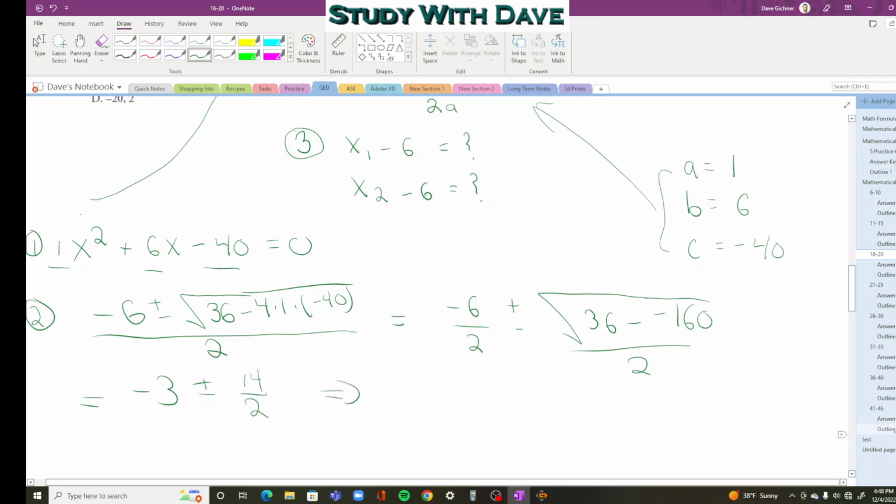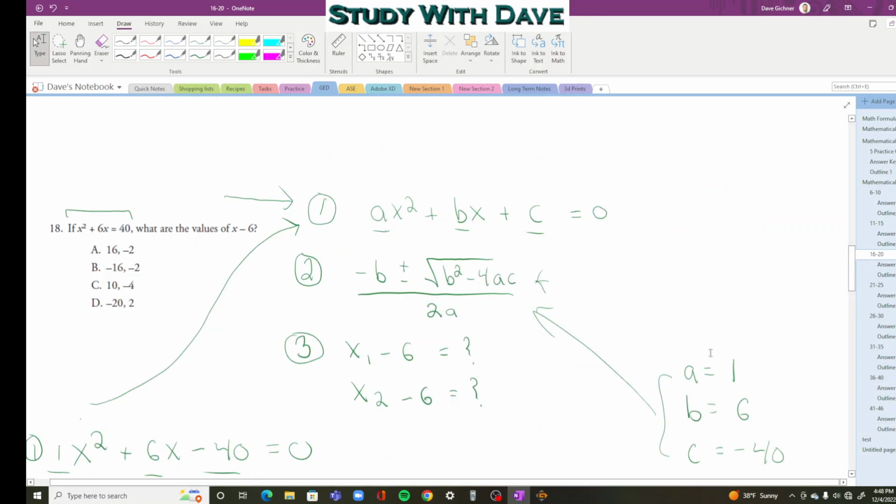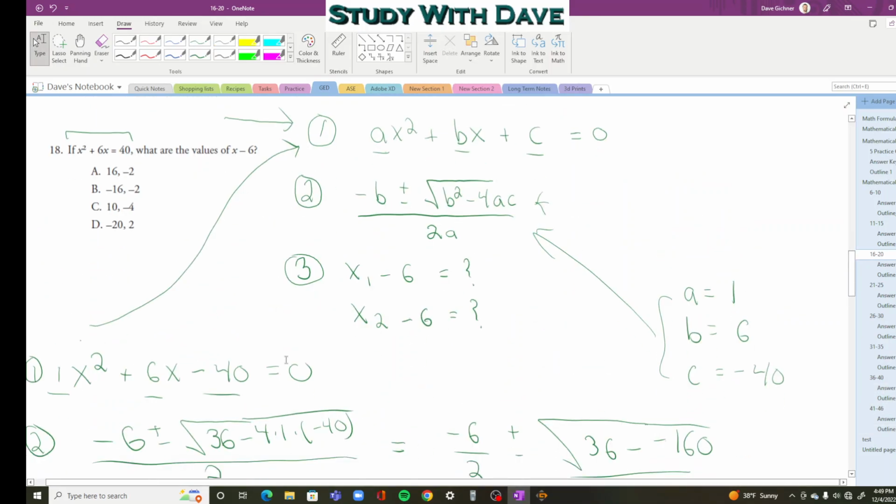So our final answer here is going to be: x1 is going to be equal to minus 3 plus 14 over 2, which is 7. And then x2 is going to be minus 3 minus 14 over 2, or minus 7. So this is going to give us 4, and this is going to give us negative 10.